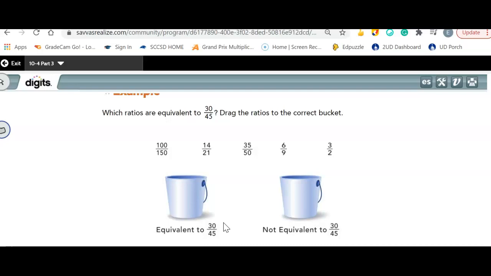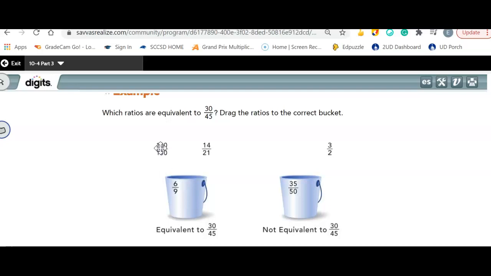What do you think? Rylan? 6/9. Tyson. 35/50. What's 35/50 in simplest form? We can divide a 5 out. We should get 7/10. Is that equivalent to 6/9? Is that equivalent to 30/45? This one is not equivalent. Simplest form is 7/10. Simplest form here is what? Josh? 2/3.